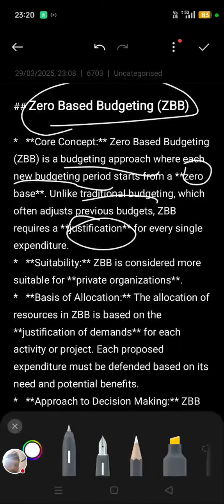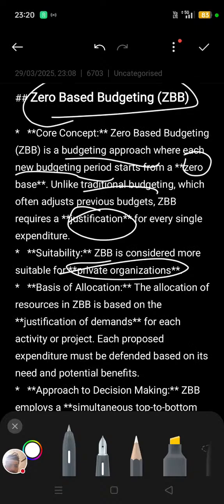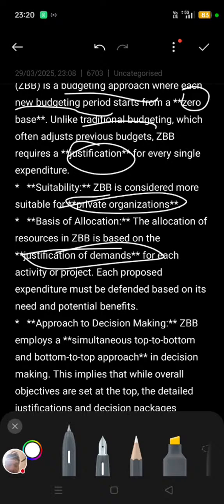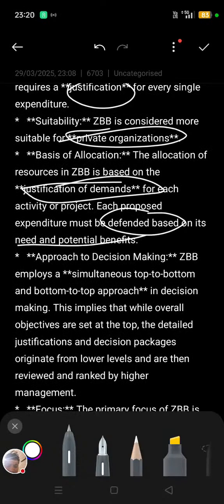Suitability: zero based budgeting is considered more suitable for private organizations. Basis of allocation: the allocation is based on justification of demand for each activity or project for each period of time. Each proposed expenditure must be decided based on need and potential benefits.